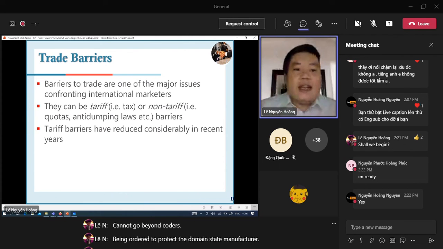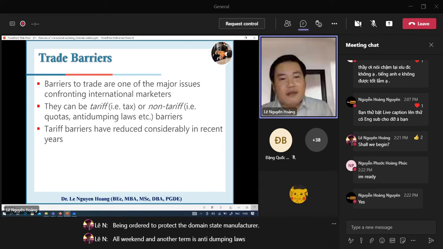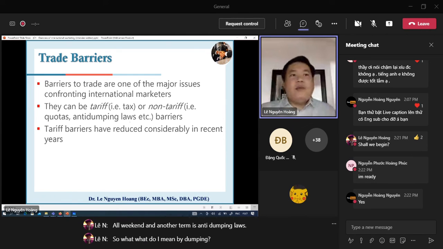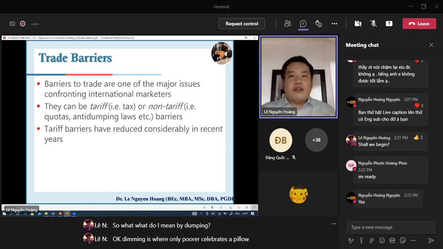Okay, and another term is anti-dumping laws. So what do I mean by dumping? Dumping is when an importer sells a product at below the average cost of production.